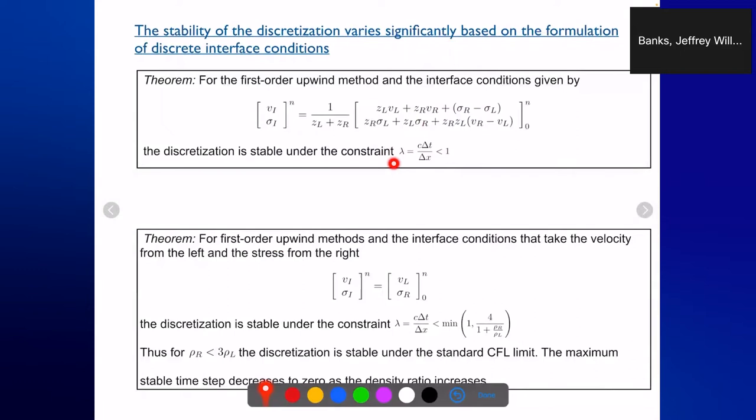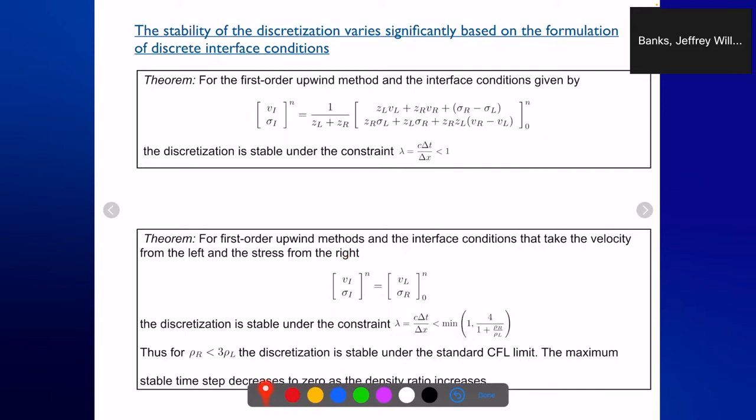Whereas if I use the standard approach where I take the velocity from one domain and the stress from the other, that is only stable for some restricted lambda. So lambda has to be less than the minimum of one and this funny quantity, four over one plus rho, the ratio of the rhos. What this means is that if one of the bodies is sufficiently dense, I have to start taking a smaller and smaller CFL limit, which decreases to zero as the density ratio increases. Okay.